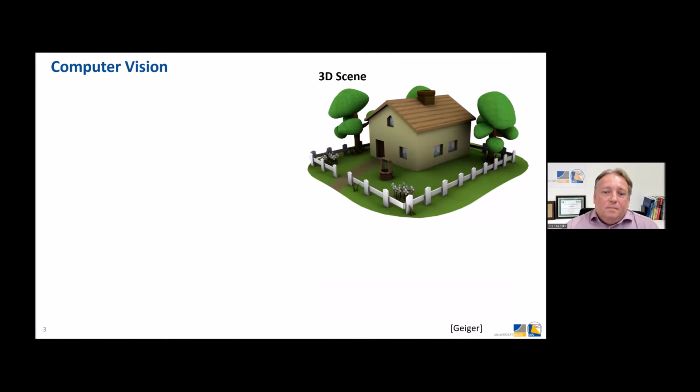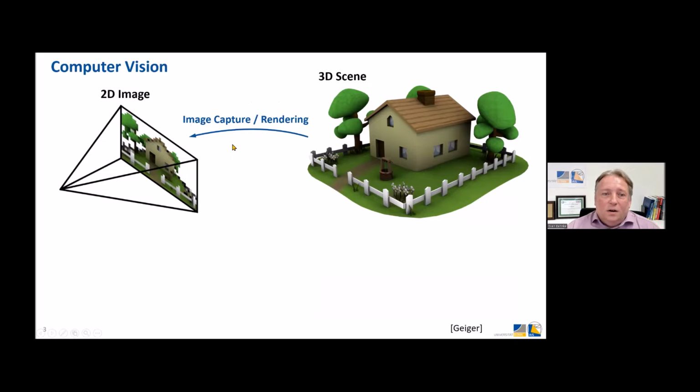And 3D reconstruction is part of computer vision. So we have a 3D scene and we capture the scene through cameras, or we render a model of the scene, and then we have two-dimensional images. And these images are just pixels. So how much red, green, and blue we may have at a certain location, they don't actually mean anything.